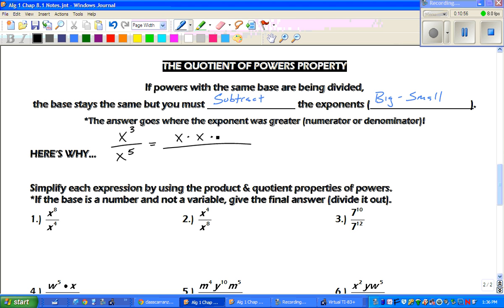so x times x times x, that's the top. And we have 5 on the bottom. Well, those cancel out. Those cancel out. And those cancel out. So we're left with x squared on the bottom. And then you put a 1 on the top. Okay, so just remember that the answer goes where the exponent was greater, the numerator or the denominator. Okay? So, if we're doing what we said, the big minus the small, that's x, 5 minus 3 equals x squared, and that is on the bottom. Okay?